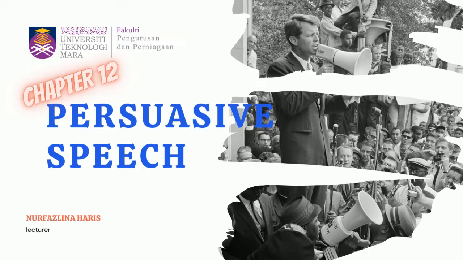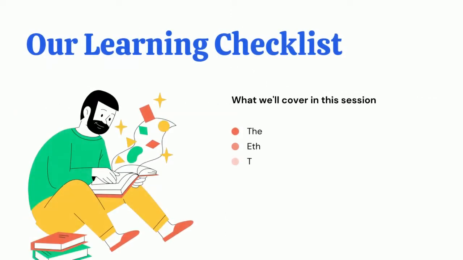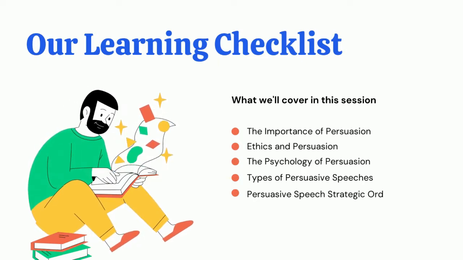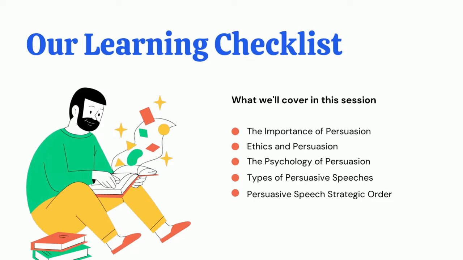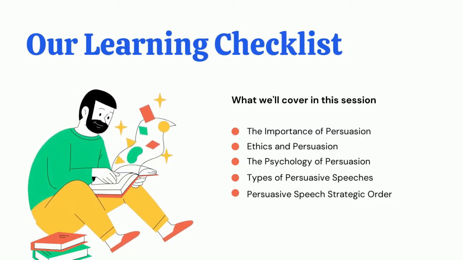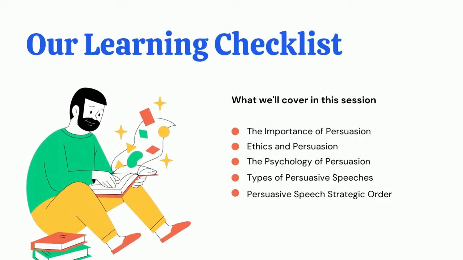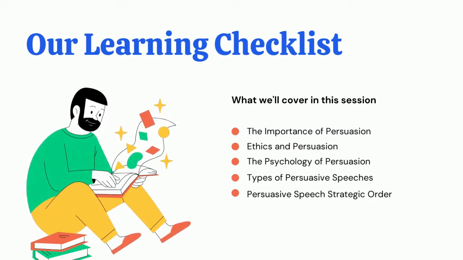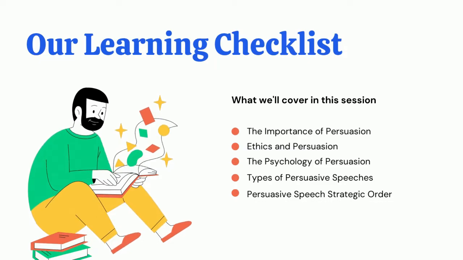So, today we're going to learn chapter 12. We will learn how to use a persuasive speech in your public speaking. In this chapter, we will cover this checklist. You will learn the importance of persuasion, the ethics of persuasion, the psychology of persuasion, types of persuasive speeches, and persuasive speech strategic order.